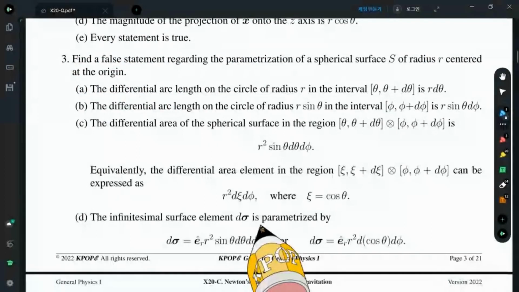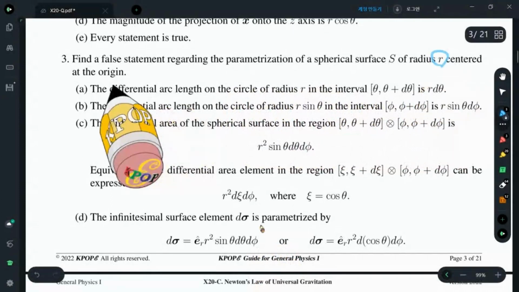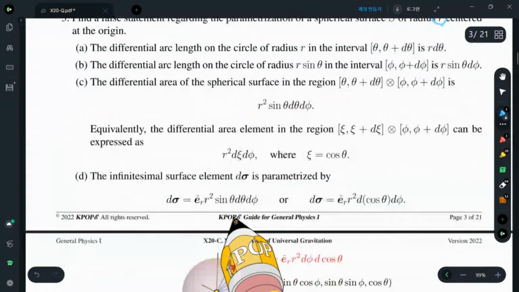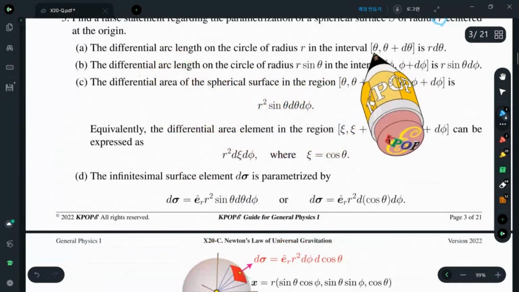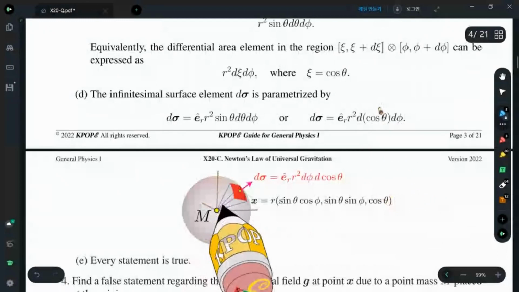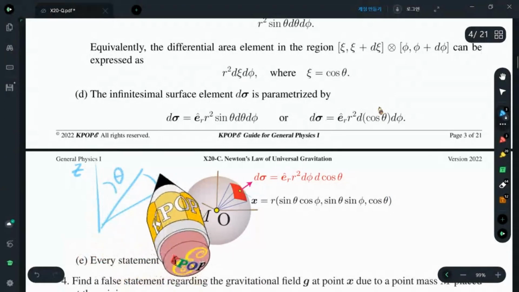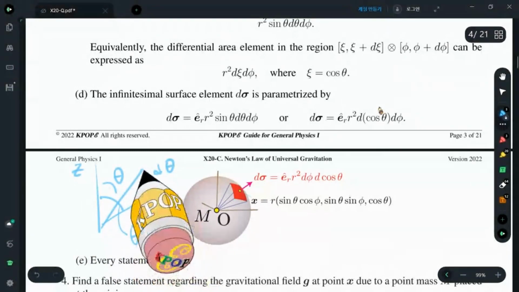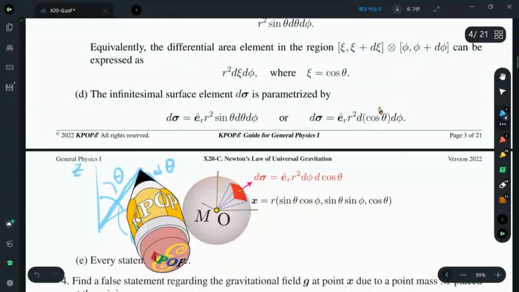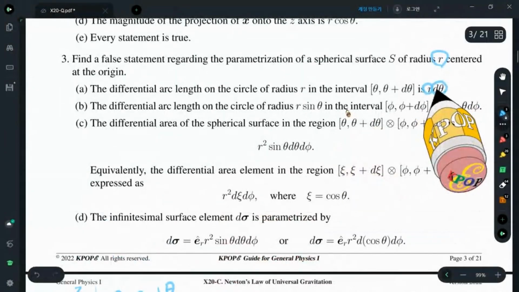Number 3, parameterization of a spherical surface S of radius r centered at the origin. Look at this figure. Differential arc length on the circle of radius r in the interval theta plus d theta, measured from the z-axis, and this angle is theta plus the d theta. This arc length, with r the radius, is r d theta.